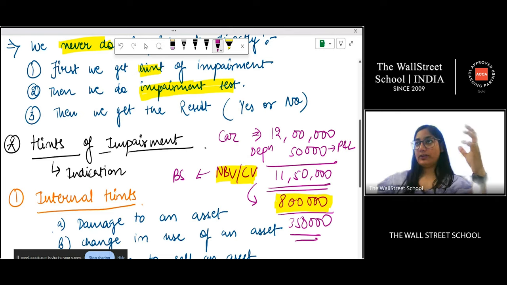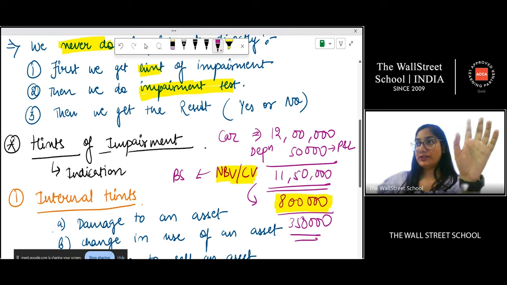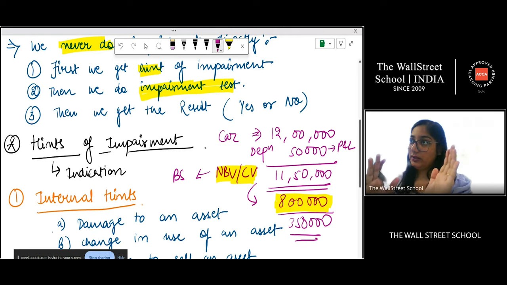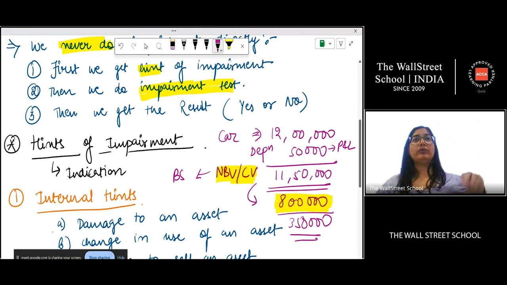So if the value goes down by 3,50,000, or if you get any hint, and you do the testing or value check and the value has become lower, then it should be an impairment. Even if the value had become 11,25,000, but there was an accident, you got a hint and the value fell, then we record impairment. Even if the amount of impairment is small, such as 25,000, there was an event because of which the amount has fallen down, so we'll take it to impairment. Okay.